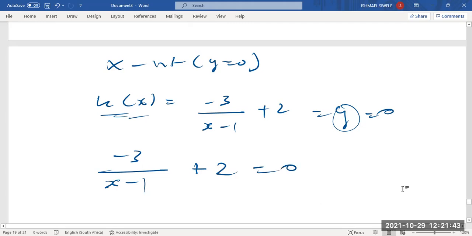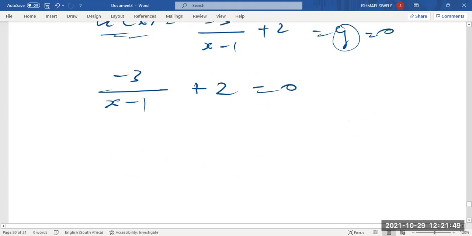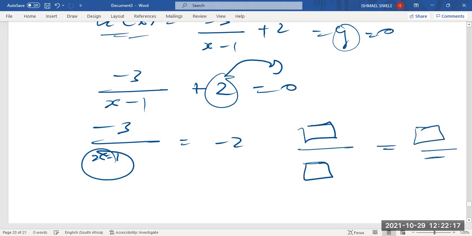With it being like this, what are we going to have? We have -3 over x minus 1, and I take this one across: minus 2. I love doing this. Look at what I'm going to do here. This is a fraction like this, and this is equal to a fraction as well. So what am I going to do?